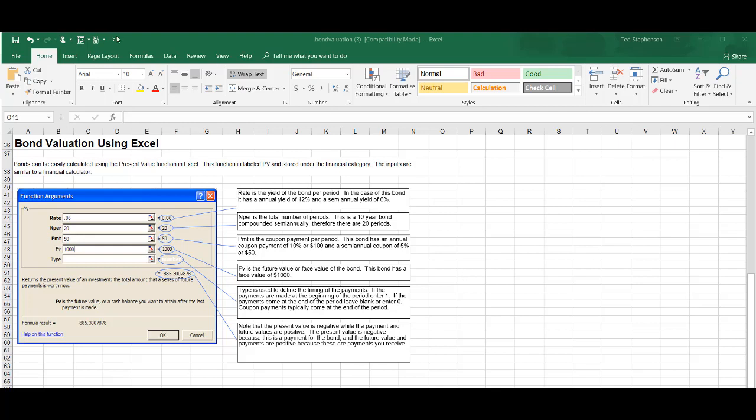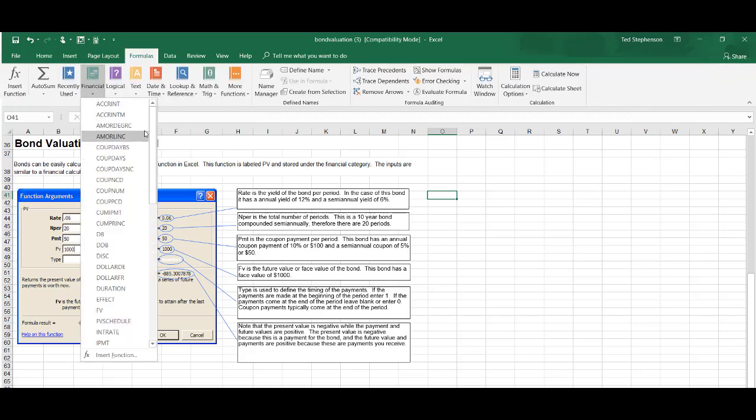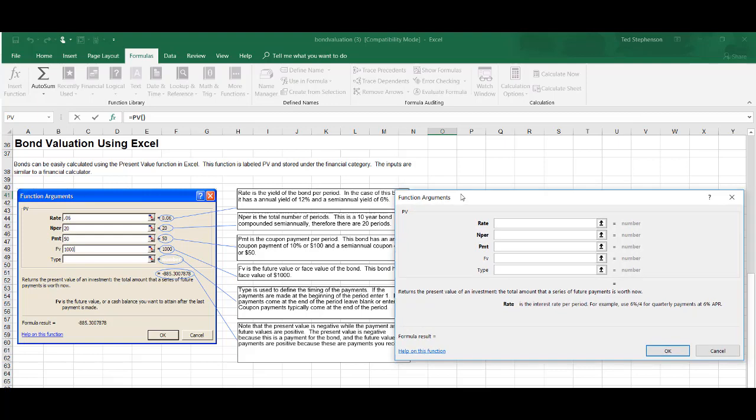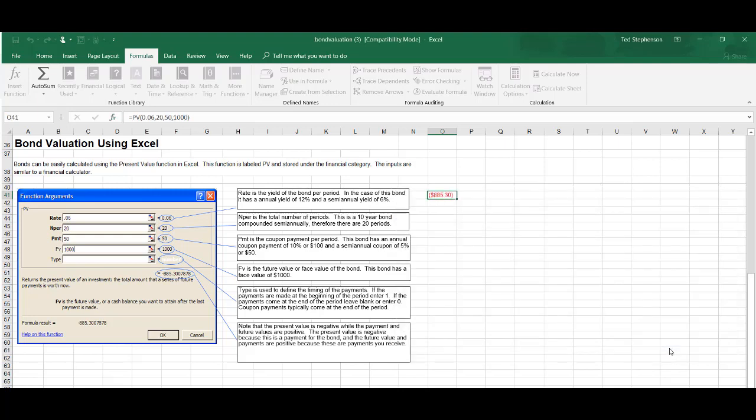So how do we do it? In Excel, I can click on the Formulas tab, click on Financial, and scroll down. The function is labeled PV. So now we can see what we need to fill in. The rate is 6%, we input that as 0.06. The number of periods is 20, we just type in 20. The payment, remember, is the semi-annual coupon payment. And the future value is the 1,000. And we just click OK.